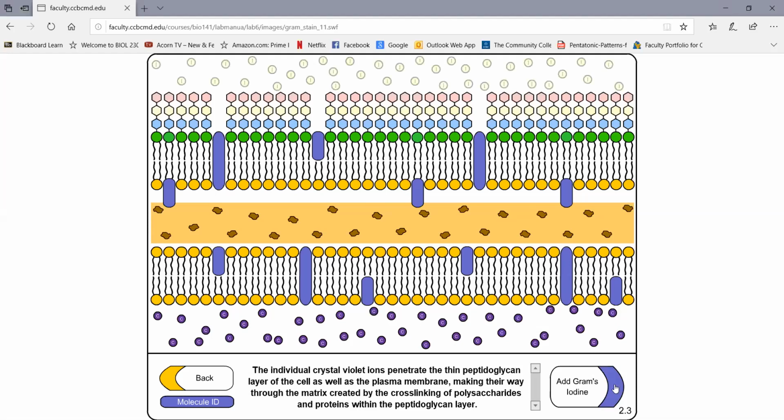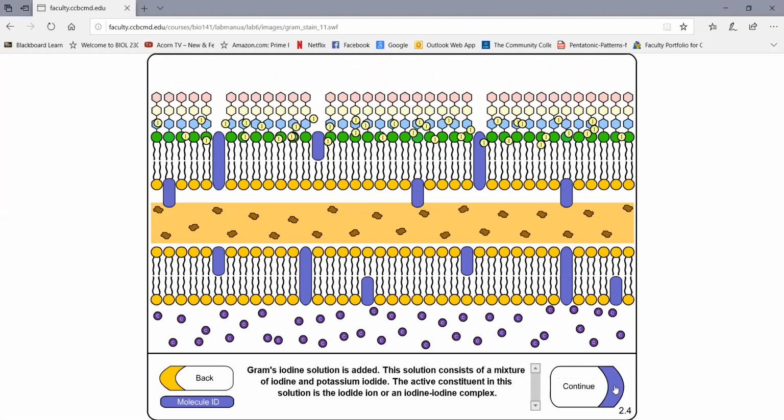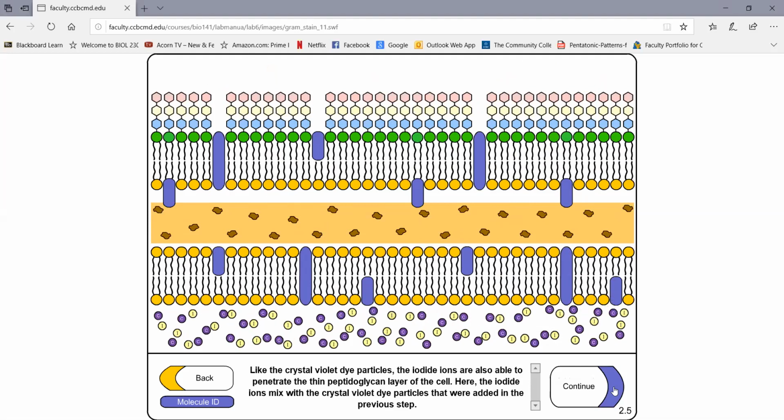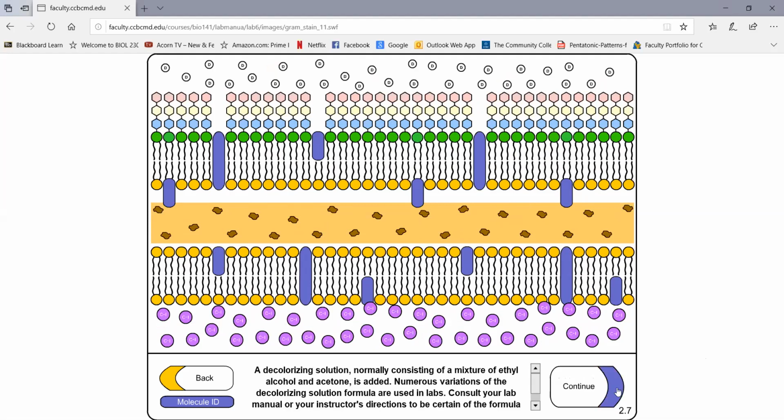When we add gram's iodine, like in the previous case, the iodine enters the cell, and it combines with the crystal violet, forming an insoluble, larger crystal violet iodine complex that's better retained by the bacteria. But here's where we see the big difference when we add the decolorizer, the alcohol that we're using. Now, another characteristic of alcohol is that it's a lipid solvent. And remember that outer membrane is composed of phospholipids, lipoproteins, lipopolysaccharide.